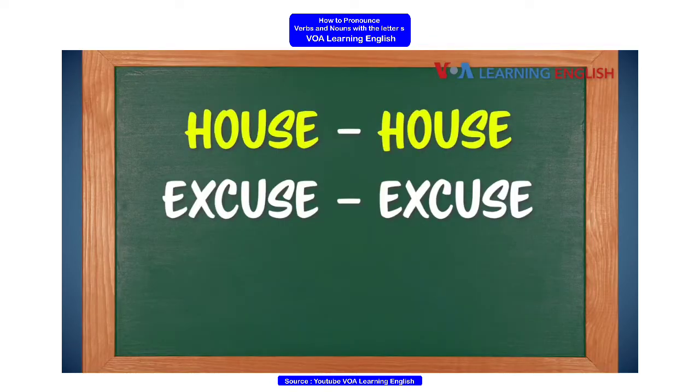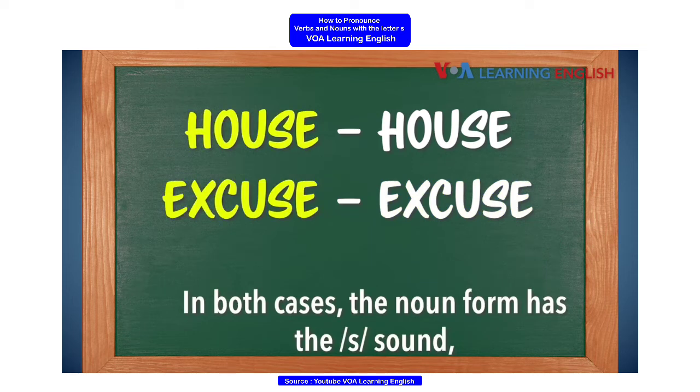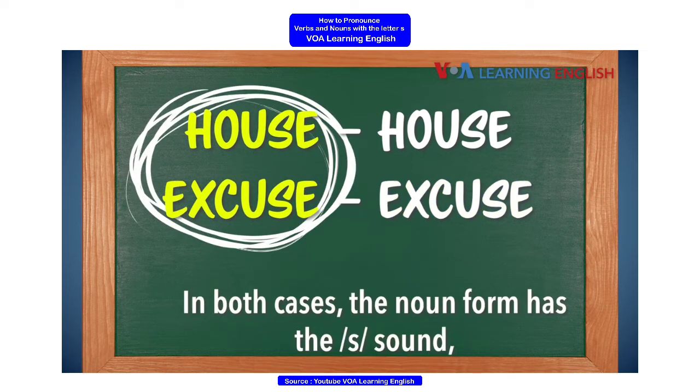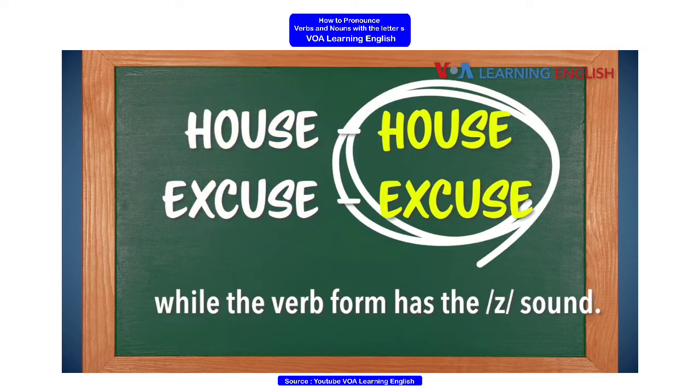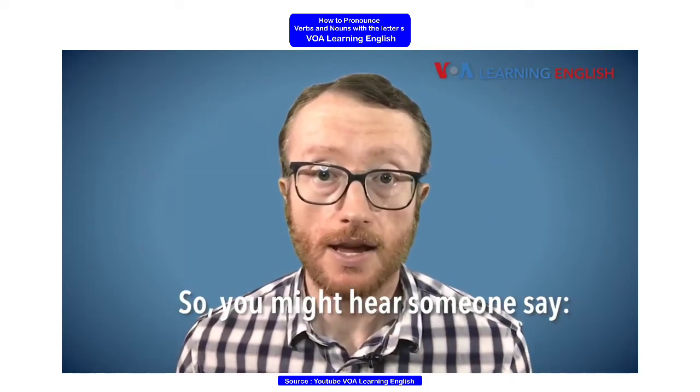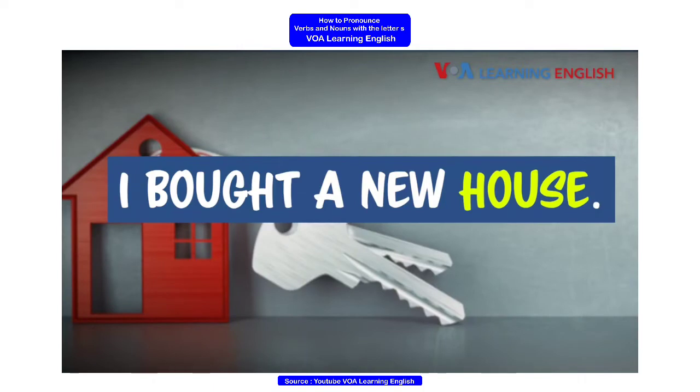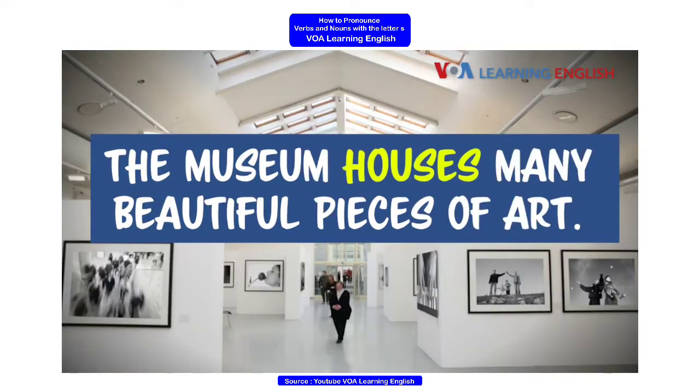House, house. Excuse, excuse. In both cases, the noun form has the s sound, while the verb form has the z sound. So you might hear someone say, I bought a new house. Or, the museum houses many beautiful pieces of art.